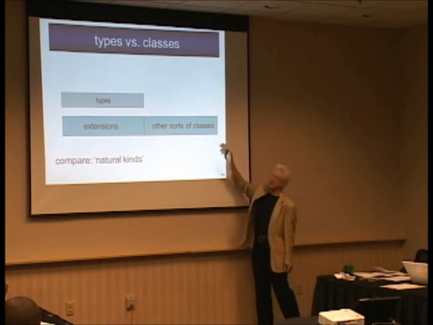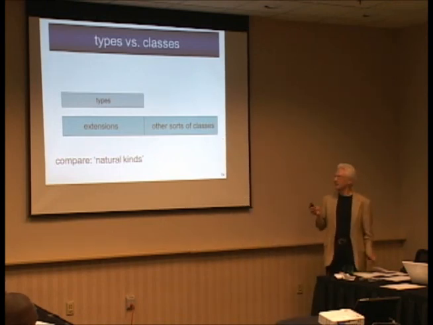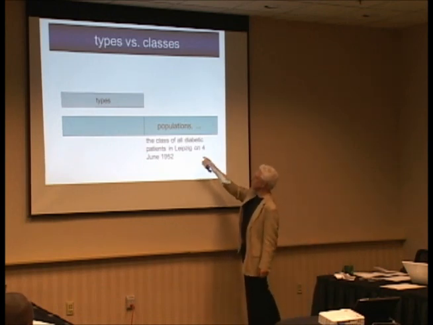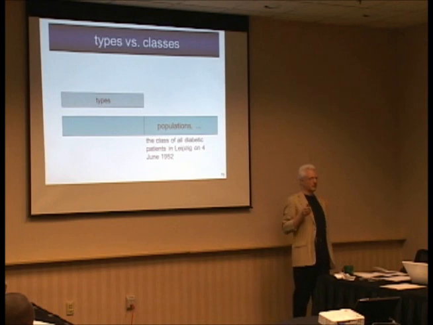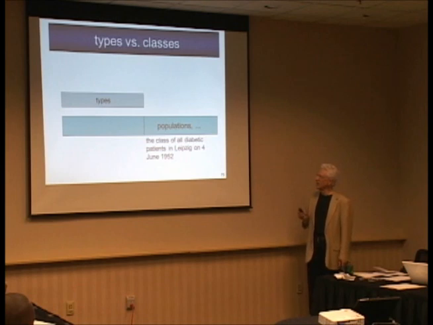These other sorts of classes may be unnatural colligations of various things. So the class of all diabetic patients in Leipzig on the 4th of June 1952 is an example of a class which is not the extension of any type. Any questions at that point?